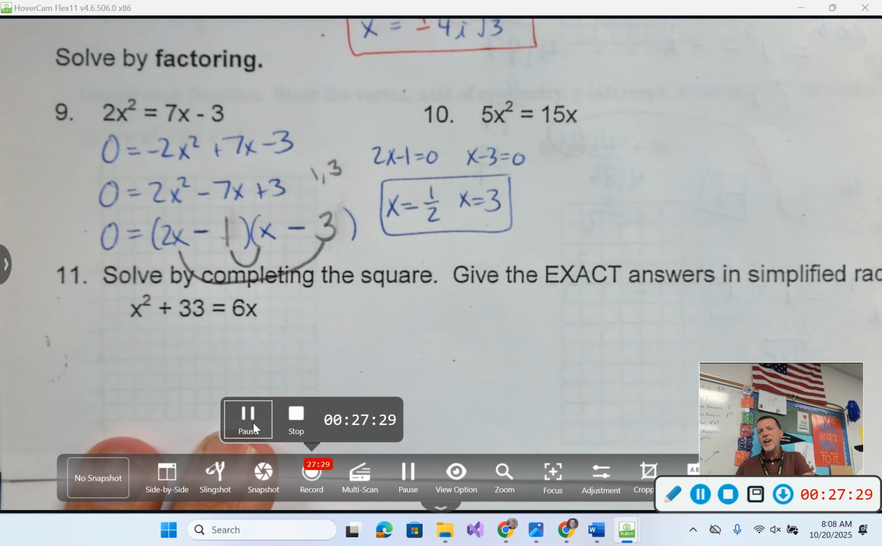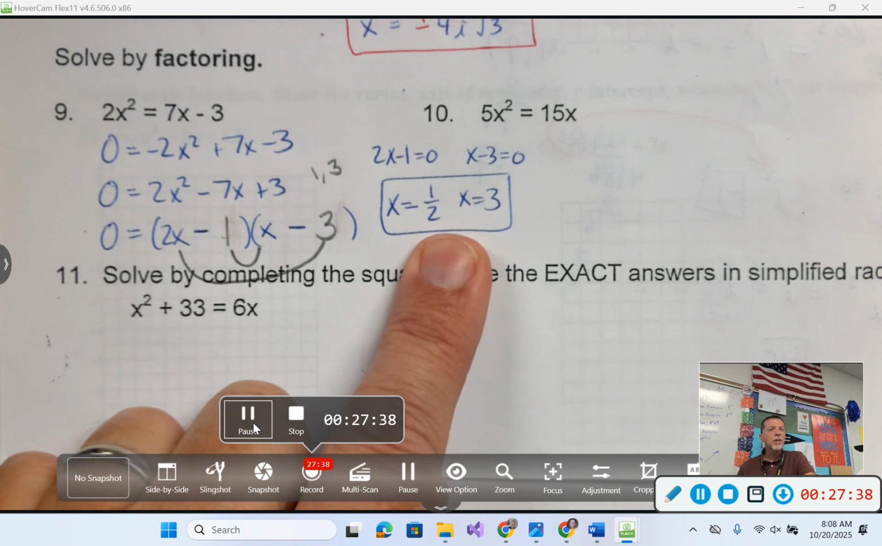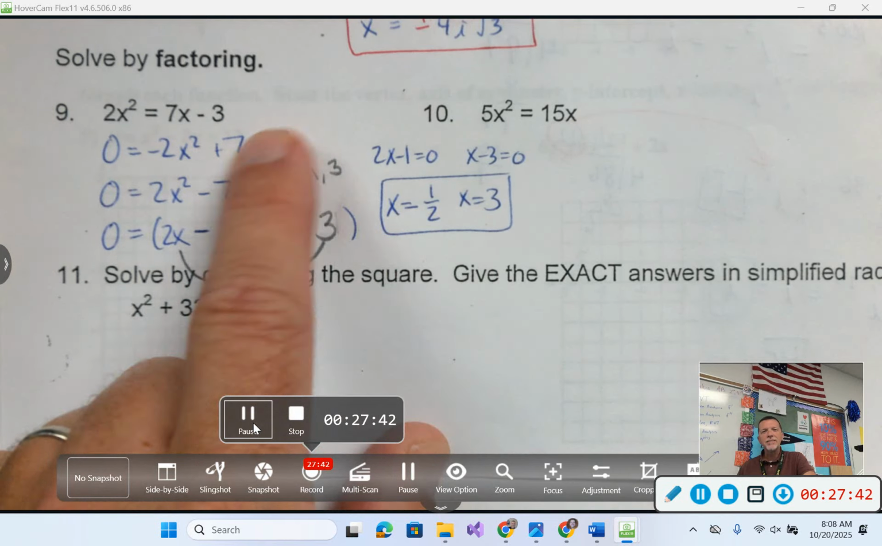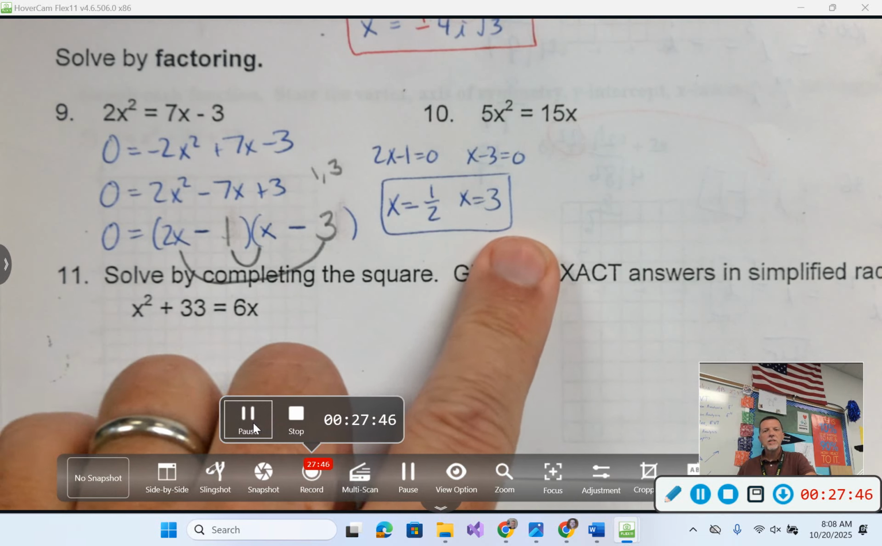If I had extra time and I wanted to really make sure I was going to make 100 on this test, what could I do with those answers? I could plug them back in and make sure they work. 1/2 might be annoying because of squaring it, but I could plug it in. 3 would be easier to check.